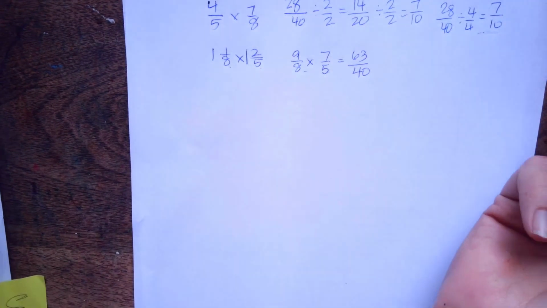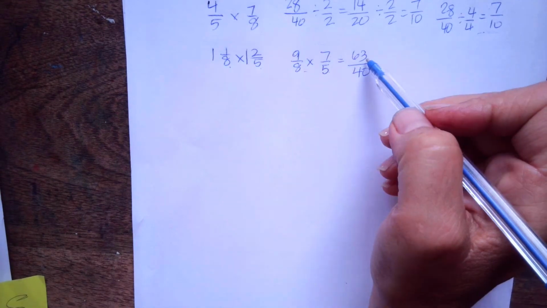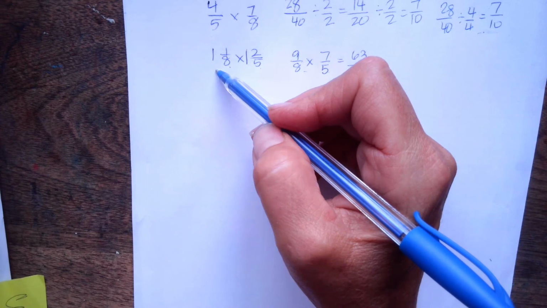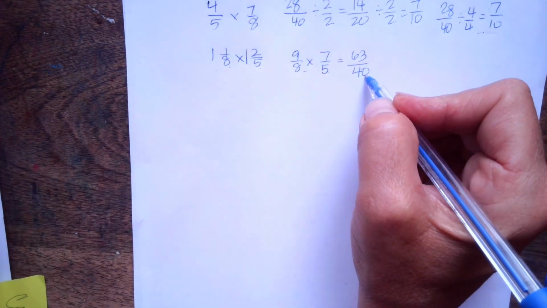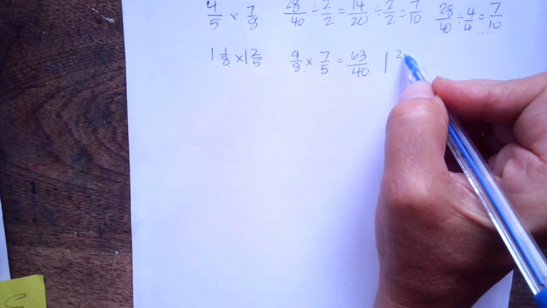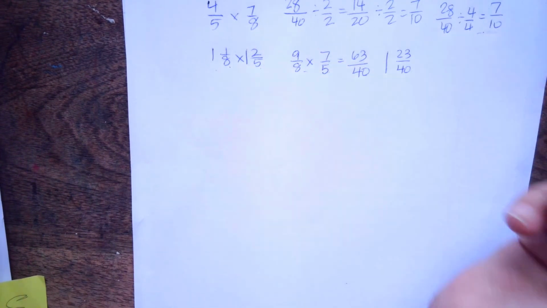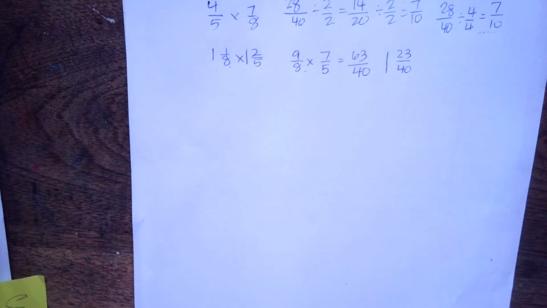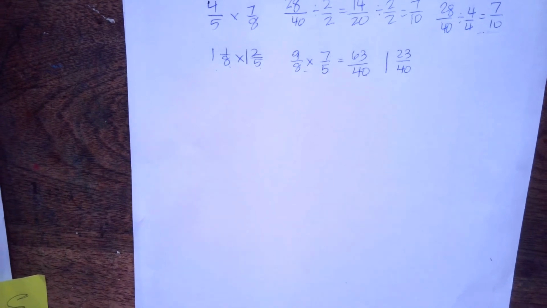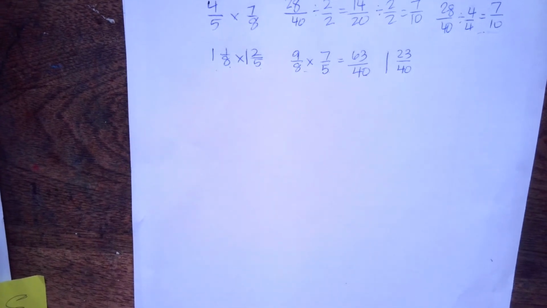And then with this one, instead of just simplifying, it's an improper fraction, and this started as a mixed number, so you're going to make this into a mixed number. 40 goes into 63 one time, 23 is left over 40. So the answer is 1 23/40. Cannot be simplified anymore.